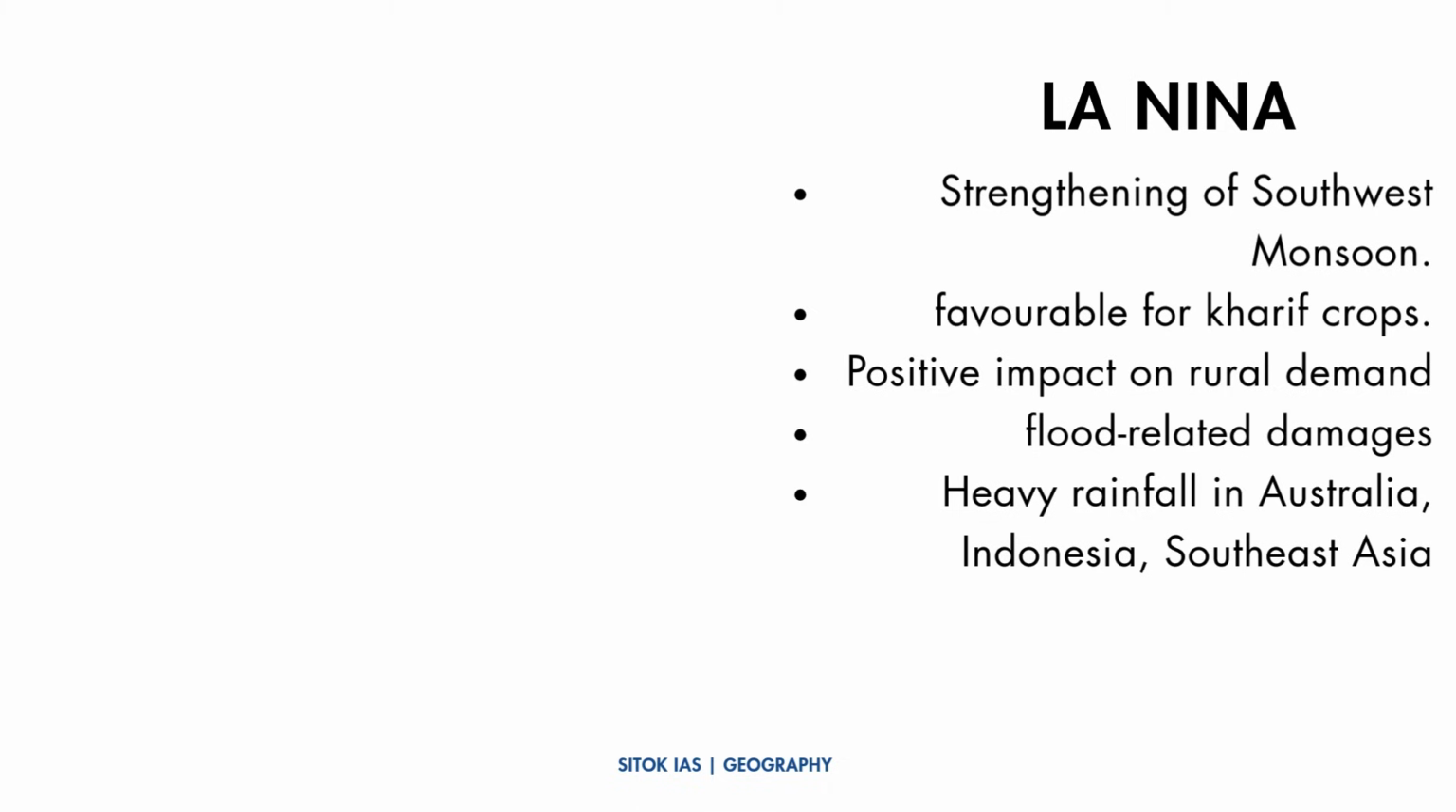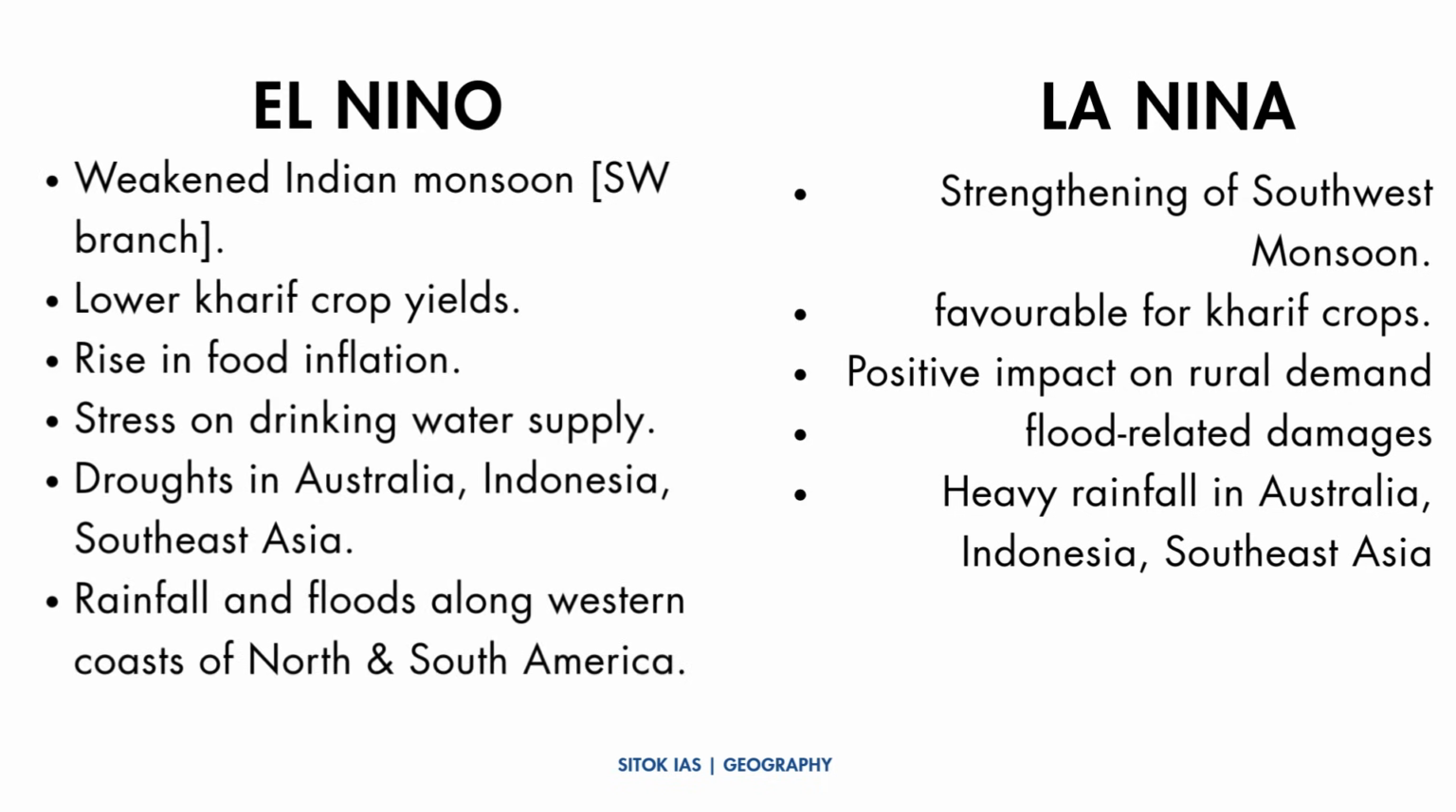So, what happens in La Nina? Strengthens the southwest monsoon, like our year 2025 was a La Nina year. It was favorable for kharif crops. Positive impact on rural demand. Flood related damages happen. And heavy rainfall in Australia, Indonesia, Southeast Asia, and even India. Compare both and take a screenshot of this.